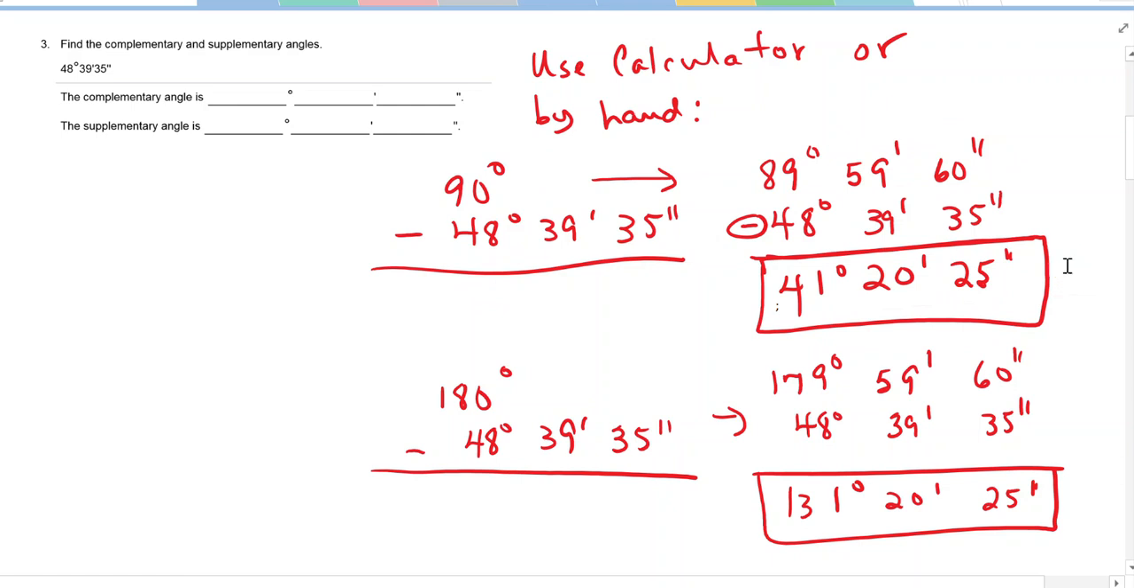Same thing with the 180. We had to borrow, so we ended up with, we took 1 degree, so that was 179, and then we took 1 minute away from the 60. Remember, there's 60 minutes in a degree and 60 seconds in a minute. And so you end up with this, you do your subtraction, and you get your final answer there.